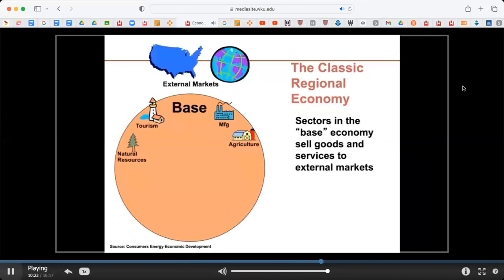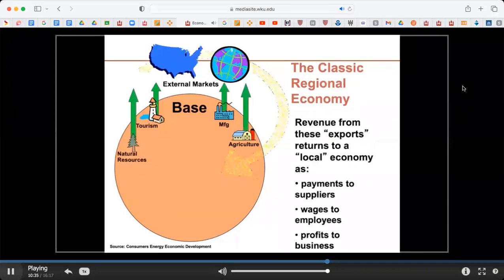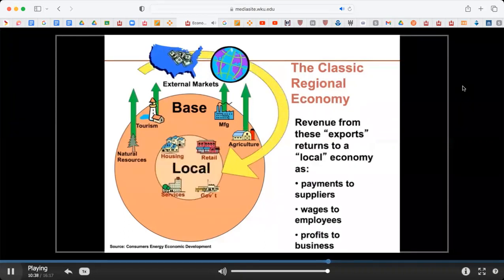And so if you look at it from the standpoint of this graphic presentation, the classic regional economy has these base economy sectors that sell goods and services to external markets. Those markets are global and those markets are national. And so the dollars that are coming from the sale of those automobiles out of Bowling Green, or those auto parts out of Bowling Green, are bringing dollars into the local economy.